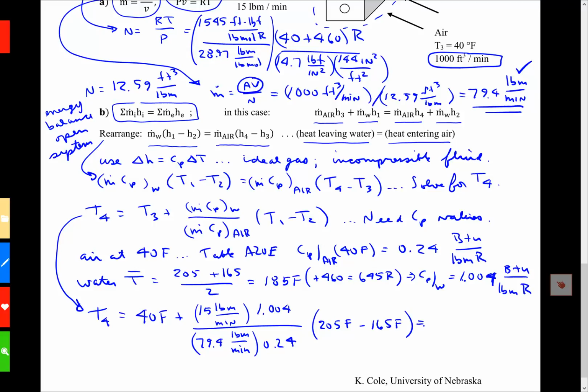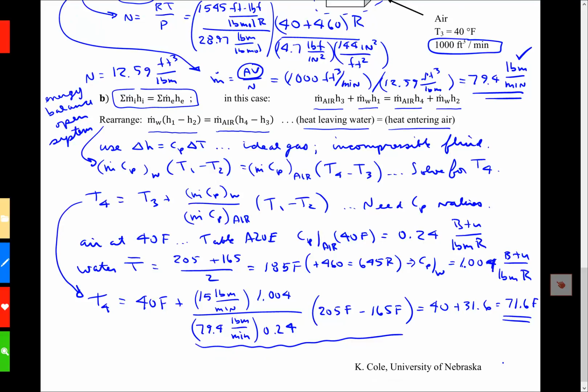And that's going to give me, I'll write it this way, I'll write the 40 plus 31.6 is what this stuff crunches to. And so the sum there is 71.6 Fahrenheit. That's my exit temperature. The increase in air temperature is about 30 degrees. All right, the final thing I want to do, I want to quickly check if Cp for the air is okay at T bar. Now that we know the final temperature, we can find T bar. It's going to be 40 plus 71.6 divided by 2. T bar is 56 F.